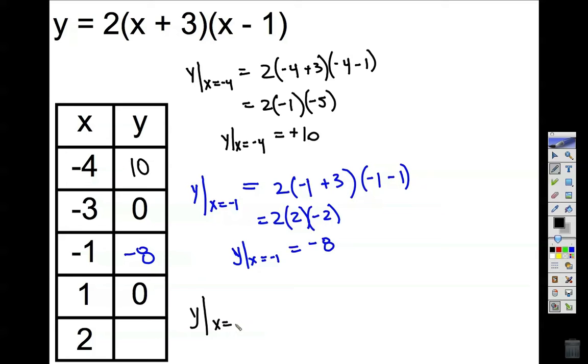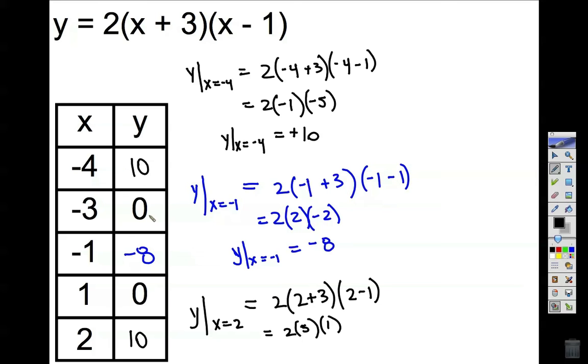Again, figure out what the y value is when x is 2. I'll give you some time. Go ahead and pause this video. Then I'm going to continue finding the y value. Alright, now that you hopefully found it, here's the verified work. 2 times 2 plus 3 times 2 minus 1. 2 plus 3 is 5. 2 minus 1 is 1. 2 times 5 is 10, times 1 is still 10. So here's my table of values. Let's plot these points.